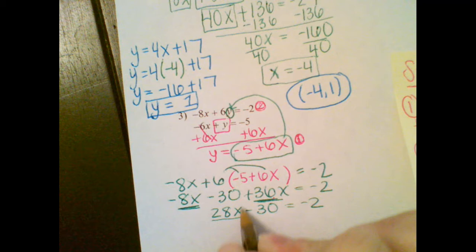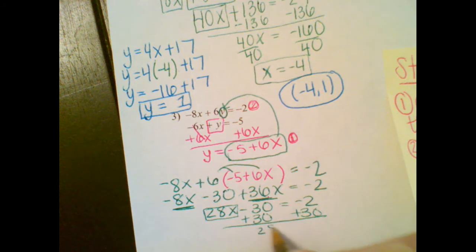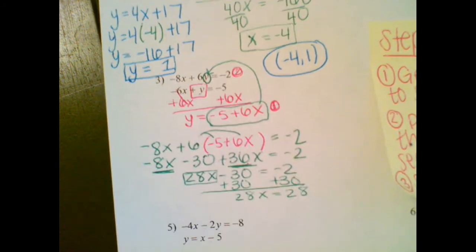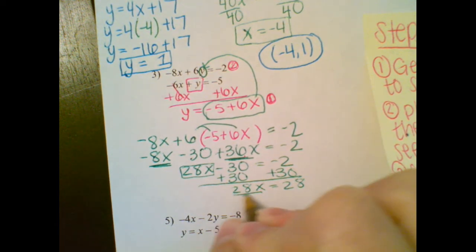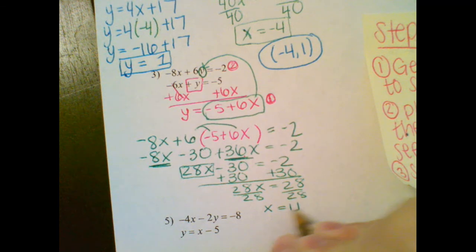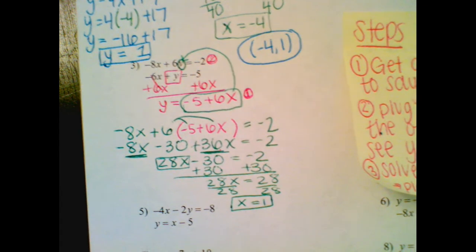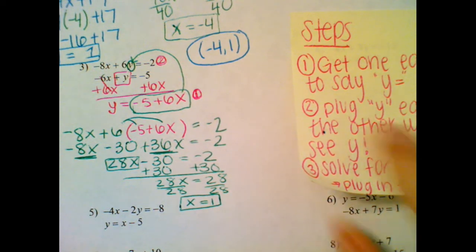I need to get the x by itself. So I need to add 30 to both sides. 28x equals 28. Still need to get x by itself. So I divide by 28 on both sides and get x equals 1. So remember, that's the first part of my coordinate. I need to still get the y value.